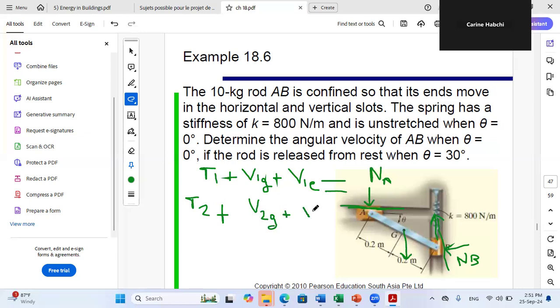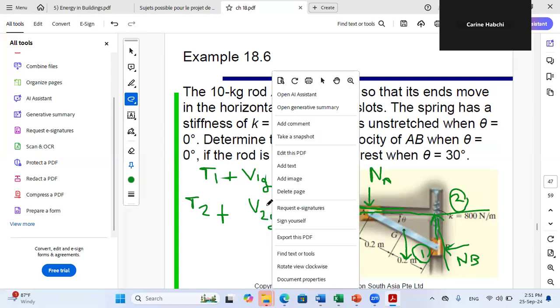Let us now try to identify the different terms. Whenever you have gravitational potential energy variation, you need to consider a certain datum line, and you have the freedom of selecting this reference wherever you want. So for example, if you consider that the position at theta equals 0 corresponds to the reference, state 1 is at 30 degrees, so this is position 1, and position 2 is the horizontal one. If you select the datum at position 2, then V2 gravitational will be 0.